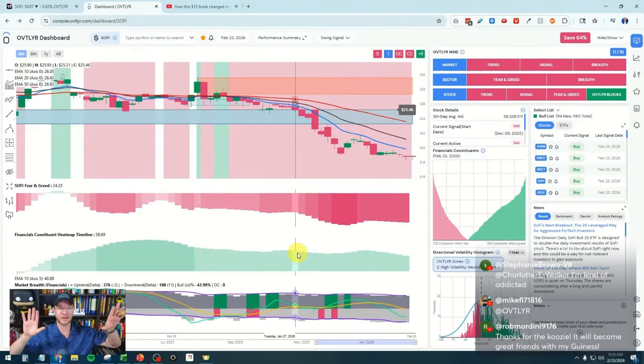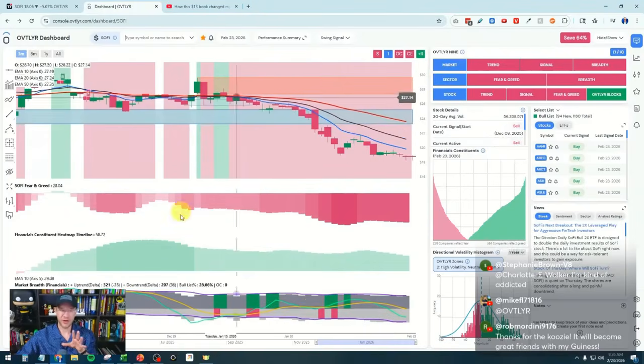Outlier is like a cockpit panel in a jet fighter, right? Everything you're going to need to know is all right here, all in front of you. But how do we simplify that? Outlier 9.